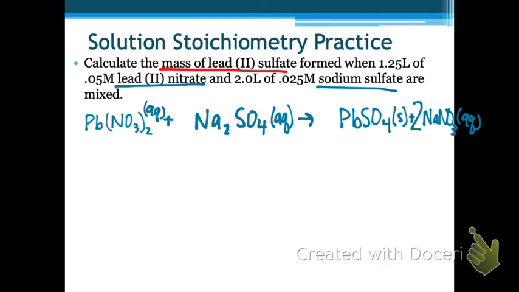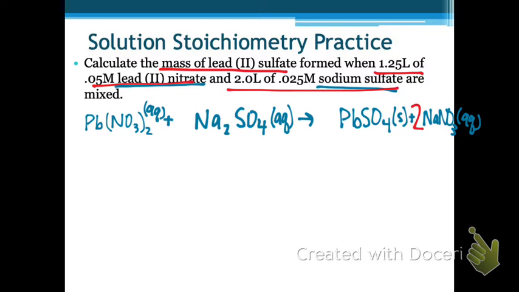Just a 2 here, NaNO3. So now we've got to start looking at how we would figure out how much product is made. First and foremost, this is still a chemical reaction, and we have 2 starting amounts, right? We have the starting amount of lead nitrate and the starting amount of sodium sulfate. So what does it mean when we've got 2 different starting amounts? You're going to have a limiting reactant. We're going to have to find a limiting reactant here.